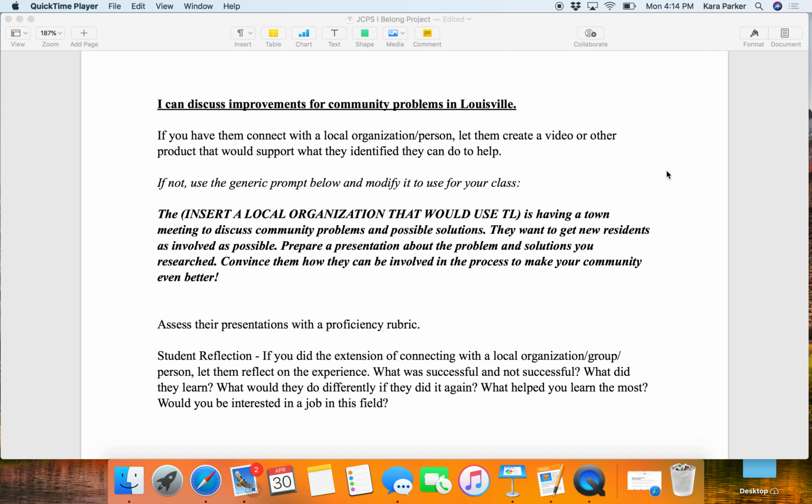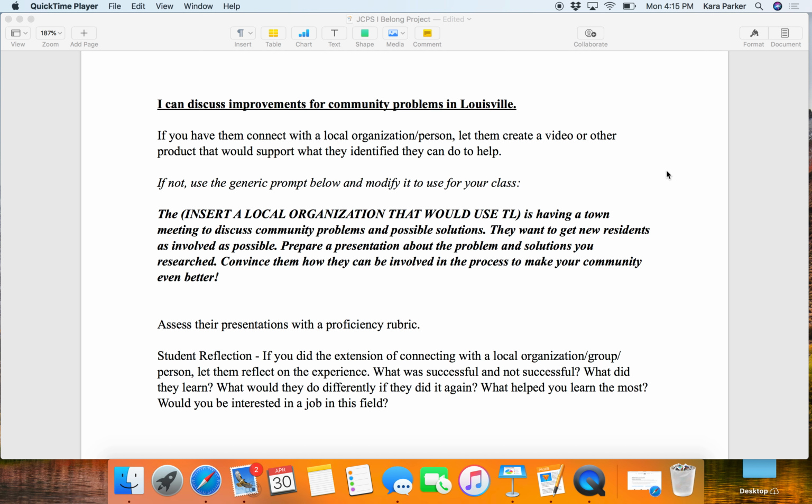Part of this project will be for them to present something that represents what they've learned, what they've researched, and what they would suggest to make Louisville a better community. So the last one I have on here is I can discuss improvements for community problems in Louisville.